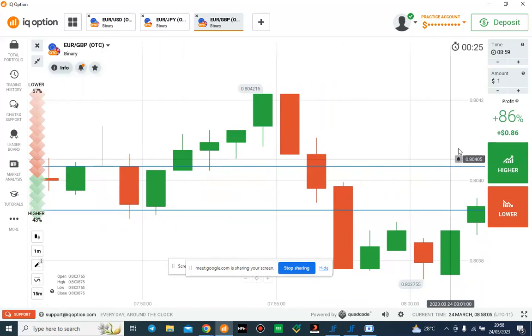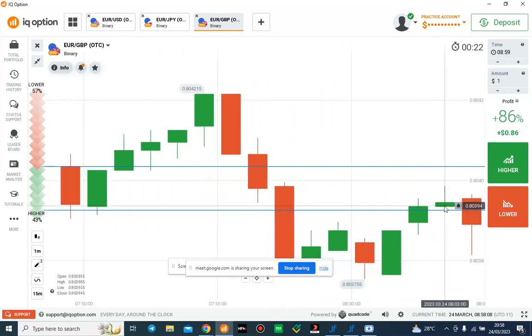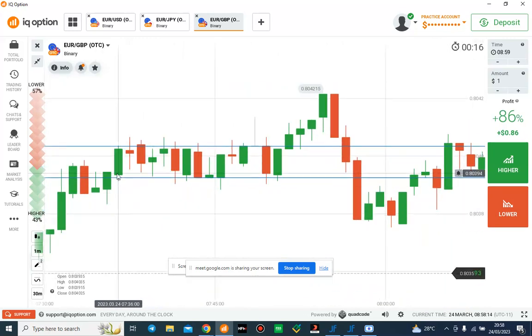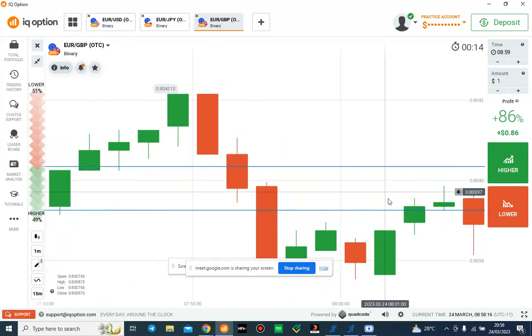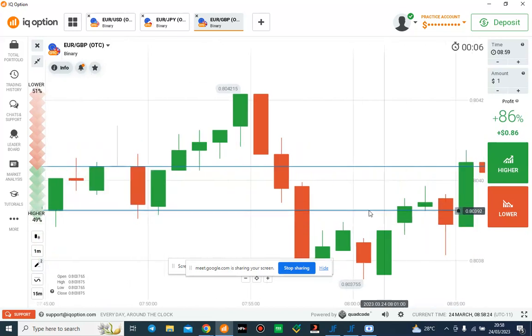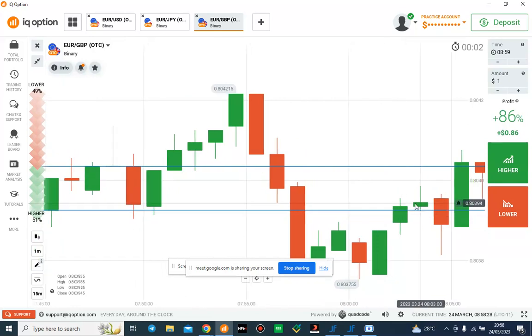Then the market retraces back, and again we see some sellers, because this is a support line. Then we see some buyers trying to reach the level, retest, and we see a reversal sign. Sellers entered for one minute, but that is a false breakout. That is still within the line.